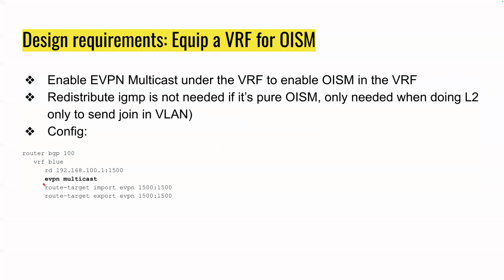Okay, so we have this. EVPN multicast is enough. Yes, for L3 to be achieved. Okay, got it. If we are using L2 along with L3, that is where we might need that. But if you're just trying to achieve a pure OISM without L2, we do not need that. Got it. Okay.